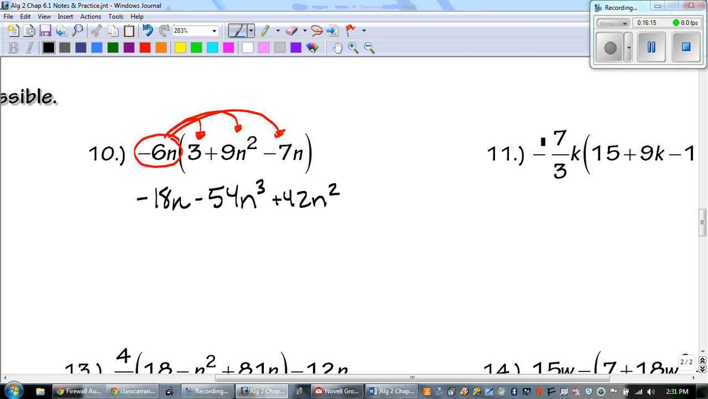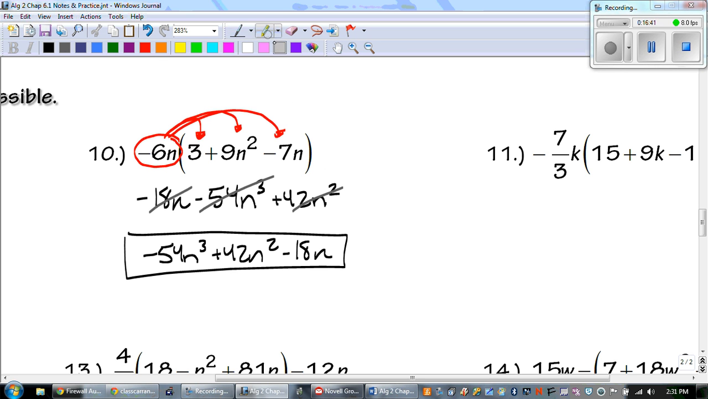Okay, now the only thing that's wrong with this is we need to put it in standard form. So I want the highest exponent first, the negative 54n cubed. So I took care of that one. Plus 42n squared. And then the last one is the negative 18n. Okay? So for that one, we had to distribute and then put it back in order.